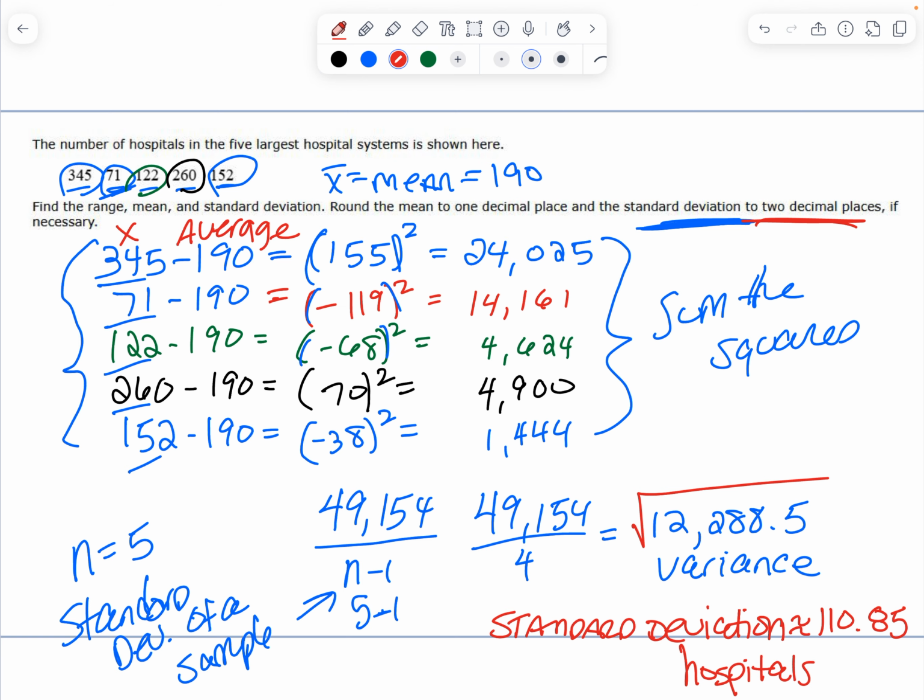Hopefully that helped us find our range, our mean, and our standard deviation.